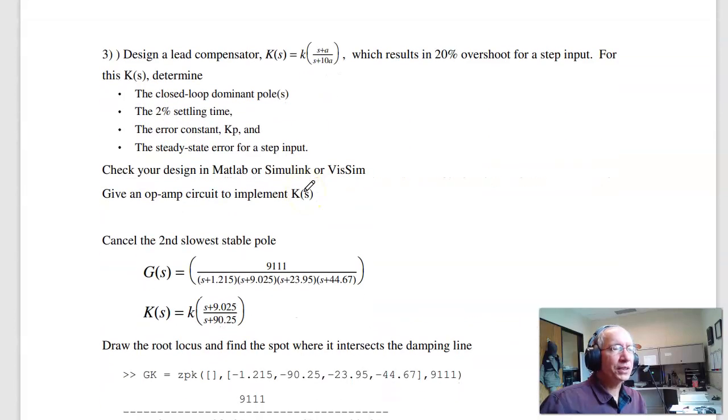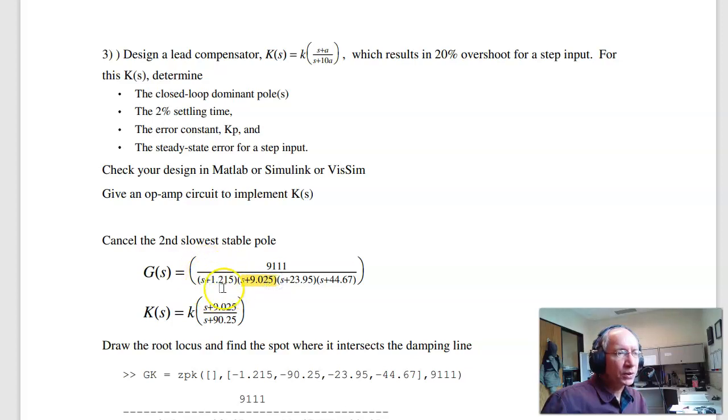That's gain compensation. Lead compensator. Suppose I could add dynamics to the compensator, add a 0, add a pole. If I do that, I can speed up the system. So I've got 4 poles. The pole that I want to get rid of is not the slowest pole, it's the second slowest pole.